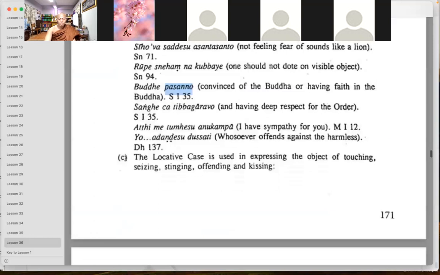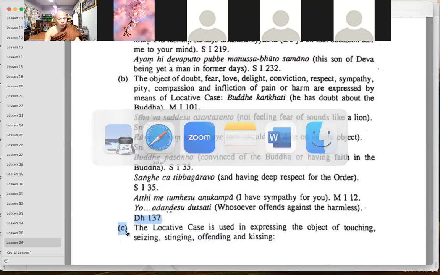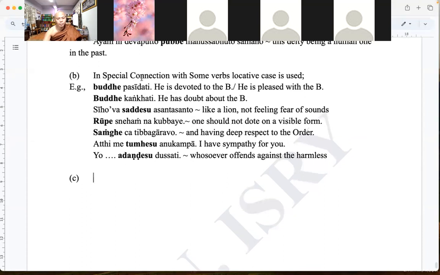And the next one is, so the locative case is used in expressing the object of touching, seizing, stinging, and offending. These are also actually, so all of B and C are in connection with some special verb. So no object of the touching or seizing. So here offending also, offend against. So the number C also should go under this heading: in special connection with some verbs the locative case is used. So this way.